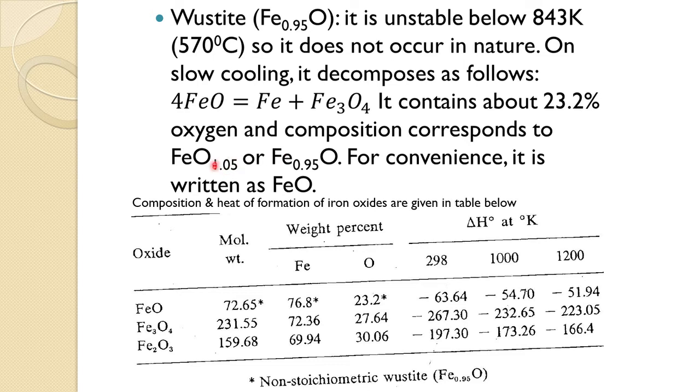So, this is a stoichiometry not exactly in the form of FeO, because the oxygen ion content differs, but for convenience we just write FeO, and that tells you the heat of formation and the composition of all these three important oxides which are part of the blast furnace. So, molecular weight and the iron content in it, and the oxygen content and heat of formation at various temperatures.